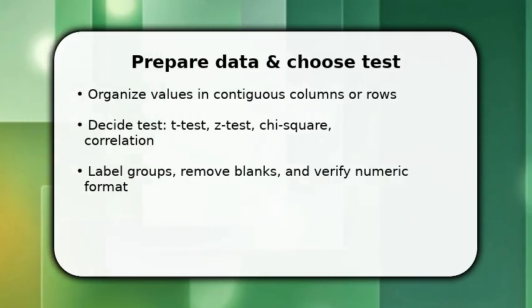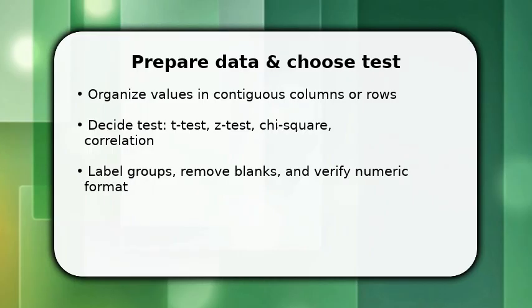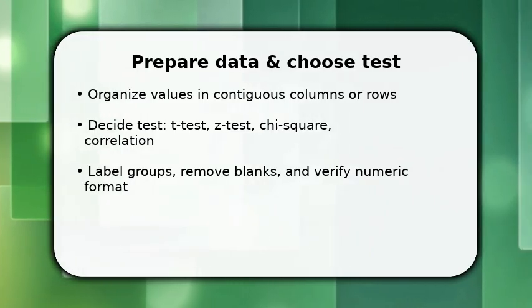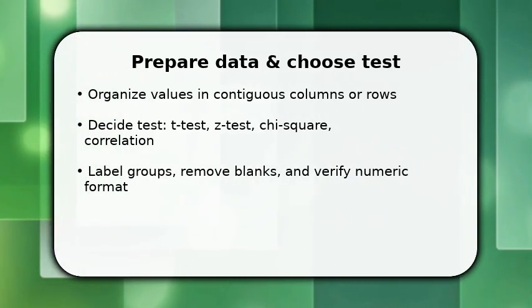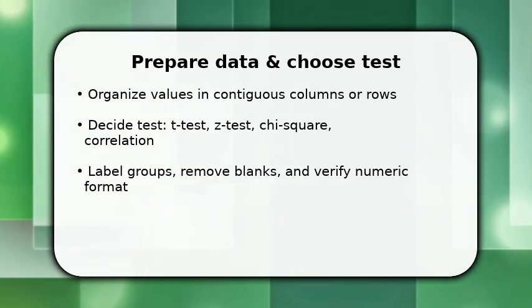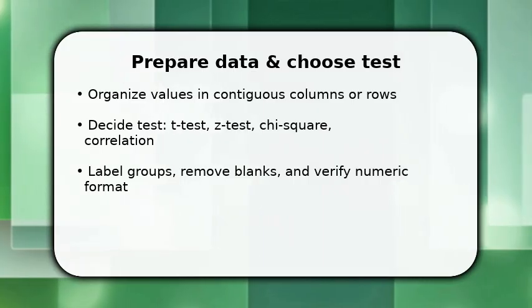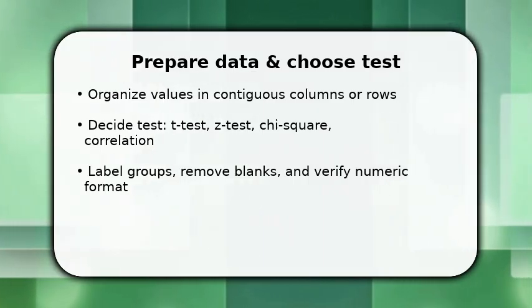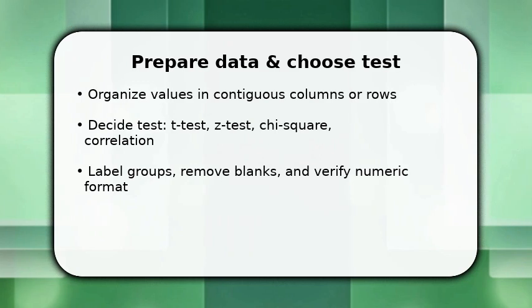Next, choose the appropriate test: two-sample t-test for means, paired t-test for matched data, correlation for relationships, or chi-square for counts, because the formula and function differ. Once done, clean blanks and non-numeric entries, so Sheets functions return numeric results rather than errors.